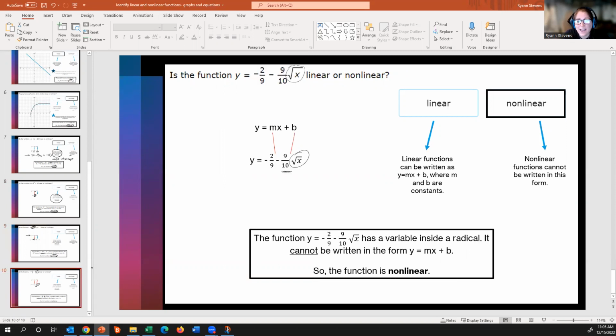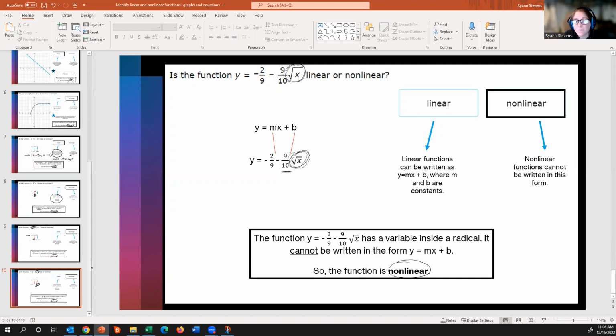And then the last example that we have is the function y equals negative 2/9 minus 10/9 times the square root of x, linear or nonlinear? We have this radical, the variable's in the radical, or the square root symbol, okay? So when we look at whether we can write this in y equals mx plus b format, this square root symbol is not going to be able to be canceled or rearranged. It's going to be attached to that variable until we can solve for the variable. So in this case, since the variable is inside a radical, it cannot be written in the form y equals mx plus b, so this would be considered nonlinear.